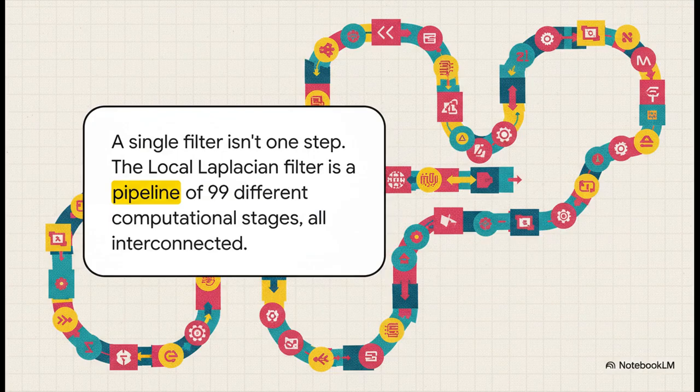Now, here's the thing. A single filter isn't just one operation. It's what's called a pipeline, a really long chain of interconnected steps. A professional-grade filter, something like the local Laplacian filter you'd find in Adobe software, can have close to 100 of these stages. And each stage depends on the results of the one before it, which creates this incredibly complex web of computations. Trying to optimize something like that by hand, it's a total nightmare.